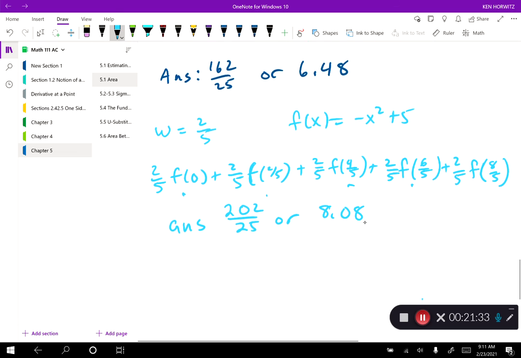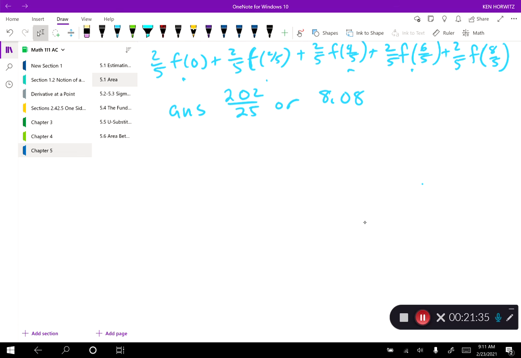And so we can say, and I'll just do it with decimals because it's easier, our area is in between 6.48 and 8.08. Now, you might say, well, that's a pretty decent range, right? We're only within less than 2 getting our area, but what if we wanted to improve our estimate? How would we do that?